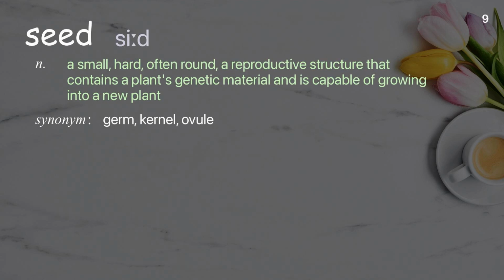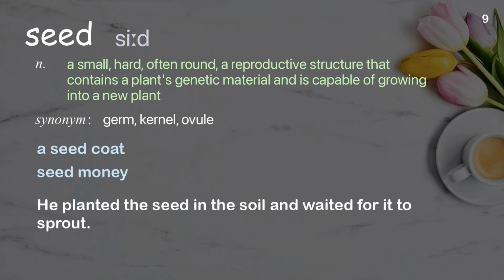Seed. A small, hard, often round reproductive structure that contains a plant's genetic material and is capable of growing into a new plant. Examples: A seed coat. Seed money. He planted the seed in the soil and waited for it to sprout.